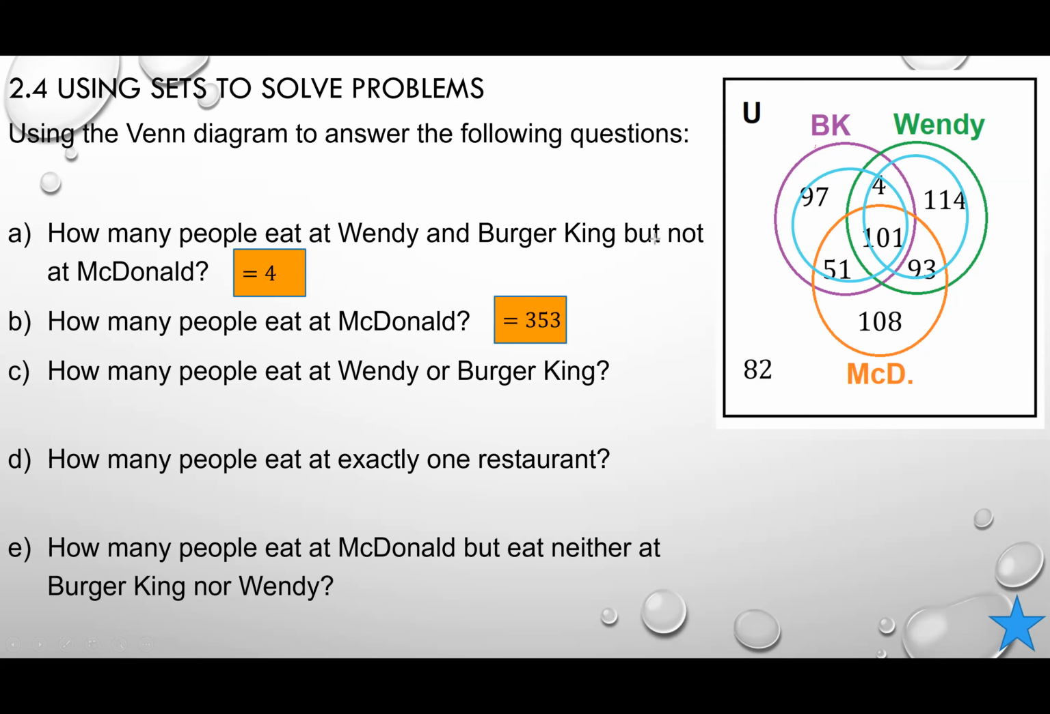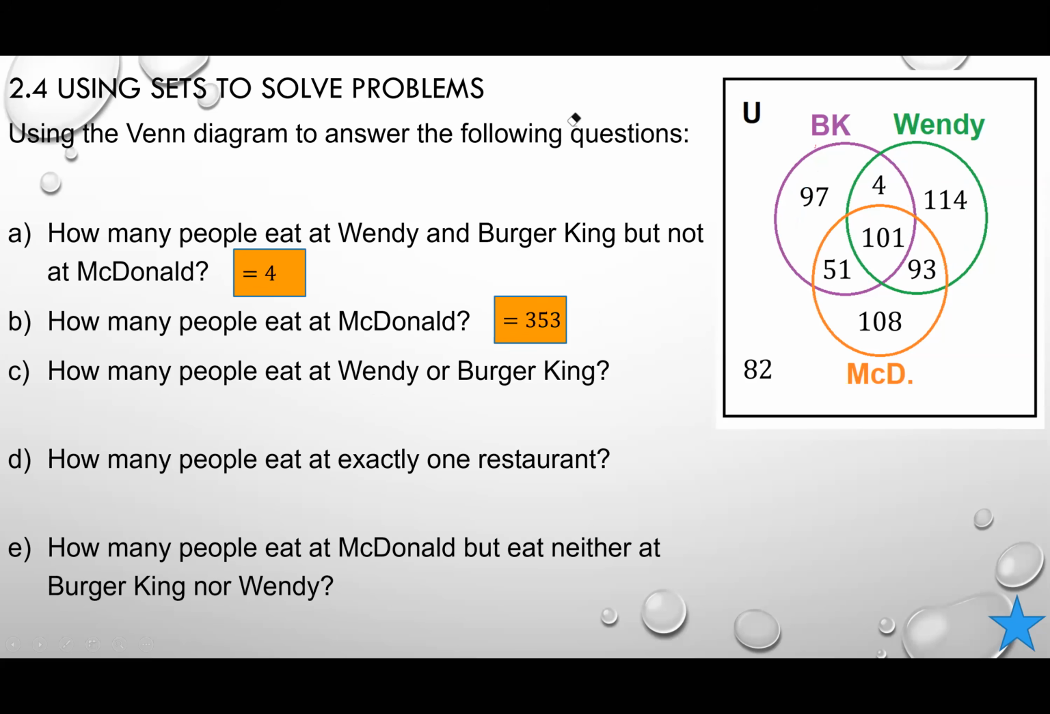The restriction is, I don't want the people who eat at McDonald's. But this one here is just a general. I want to know how many people eat at Wendy's or Burger King, even if they eat at McDonald's, I don't care. As long as they eat at Wendy's or Burger King, give those people to me, right?